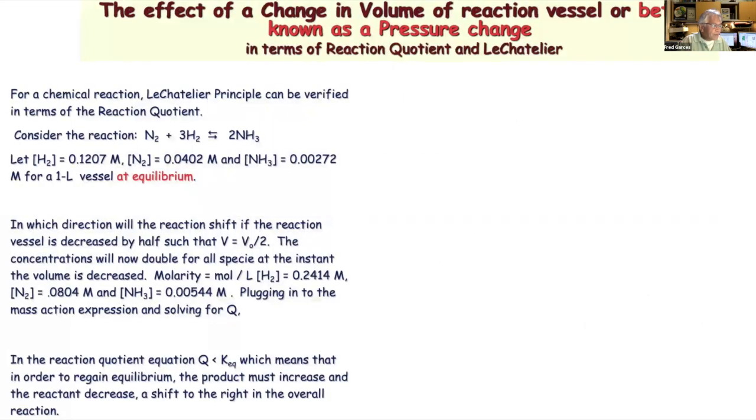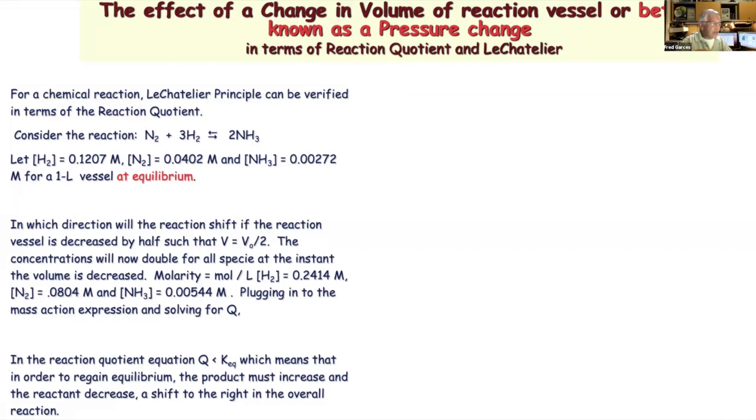What's really happening is the following. Let's take a look at this. We have the Haber reaction right here: nitrogen, hydrogen, and ammonia. Let's say that we're at equilibrium, and these are the concentrations at equilibrium in a 1 liter vessel. So everything is found in a 1 liter container. You've got hydrogen, 0.1207 molar, nitrogen, 0.0402 molar, and ammonia, 0.00272 molar.